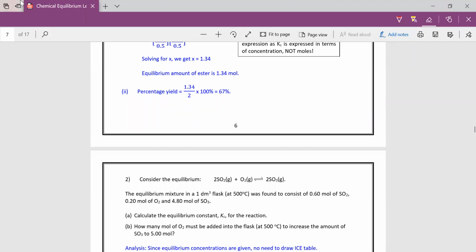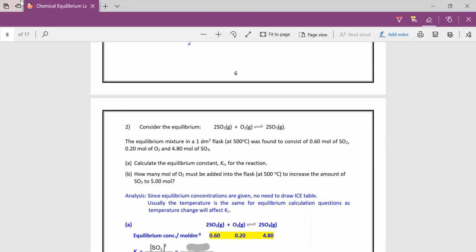All right, so we are going to continue with the second example, which is the equilibrium between sulfur dioxide and oxygen gas, where we get a product of sulfur trioxide. Our volume is given as a 1 dm cube flask at 500 degrees Celsius.